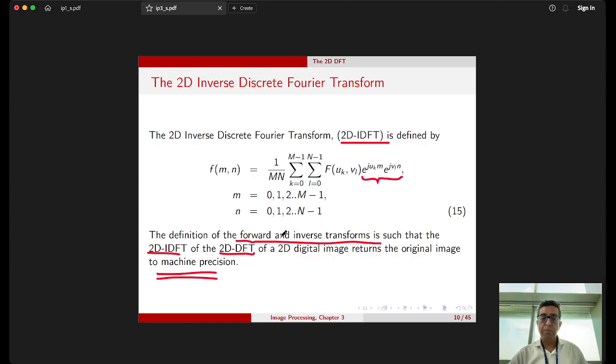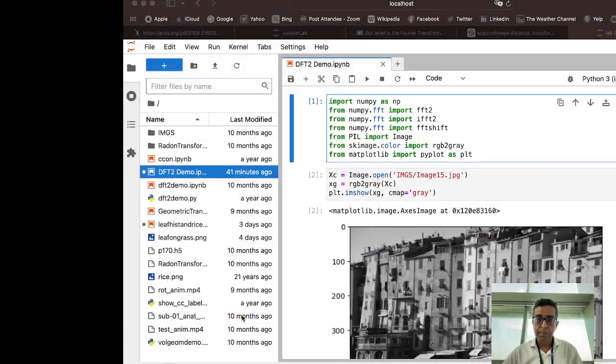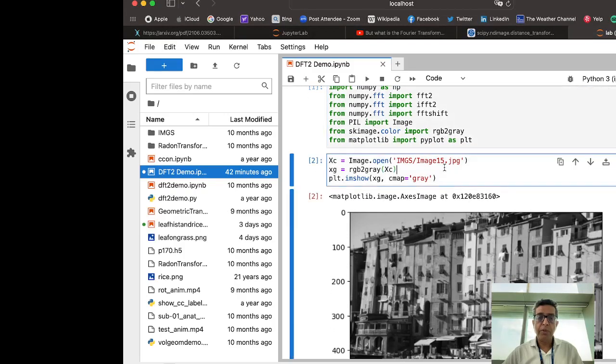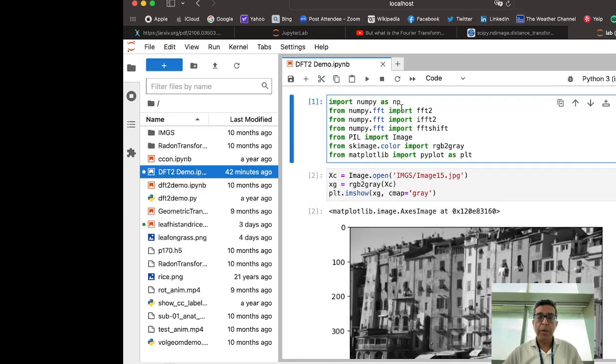But this basically is designed to get you from image space into discrete Fourier space and then back again with almost no error. So let's have a little look at what that looks like. So here is a demonstration of a two-dimensional discrete Fourier transform. So here's me loading an image.